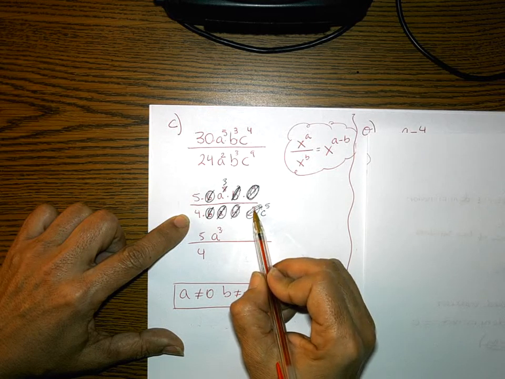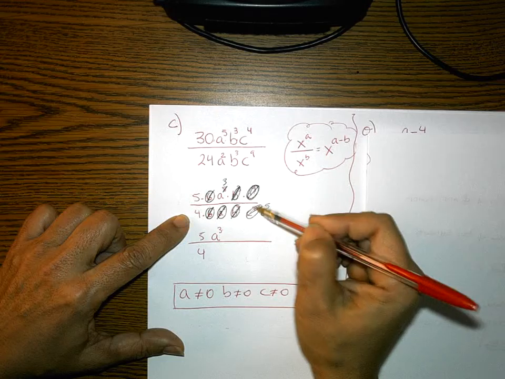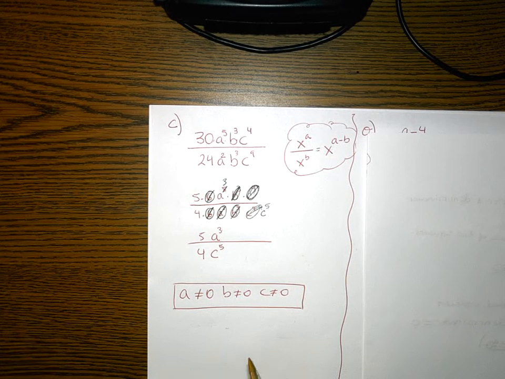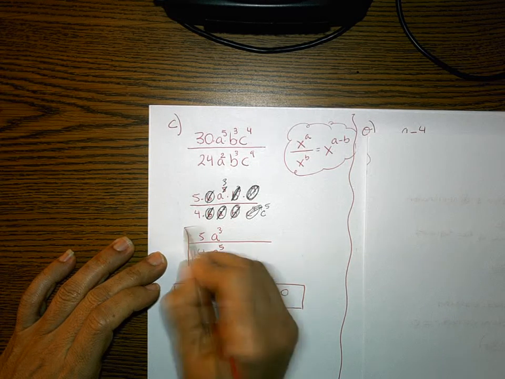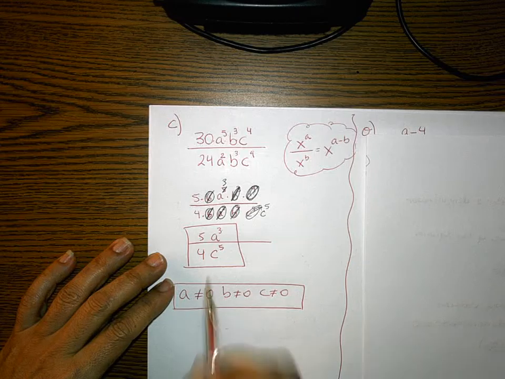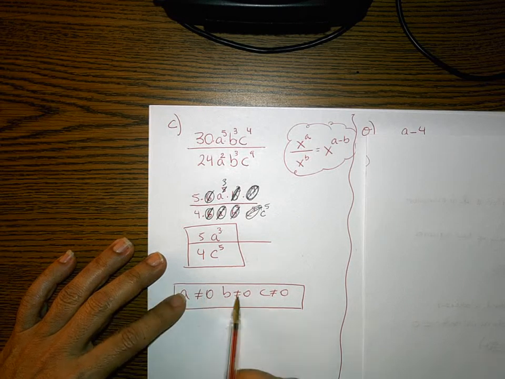So I subtracted the 4 from the 9, and we got c to the 5th. Okay? So that is my final answer. The final expression reduced is 5a cubed over 4c to the 5th, and a, b, and c cannot be zeros.